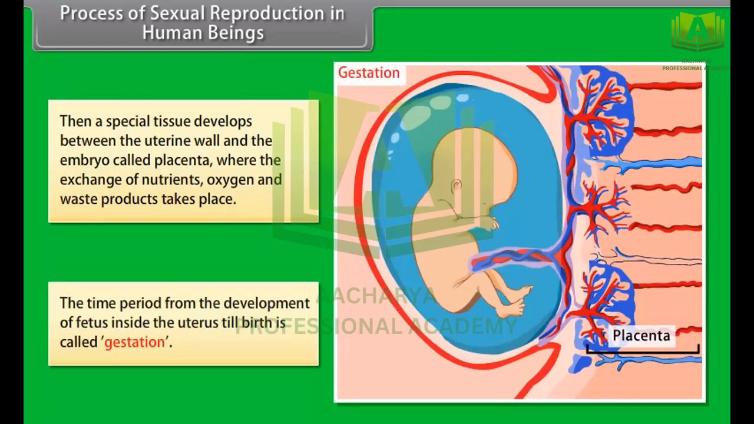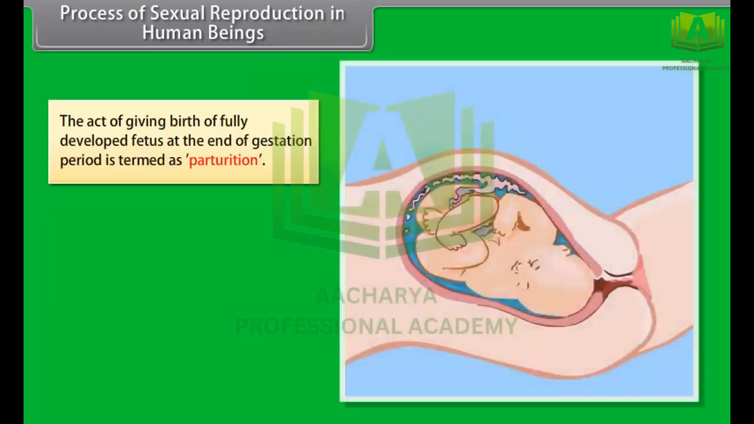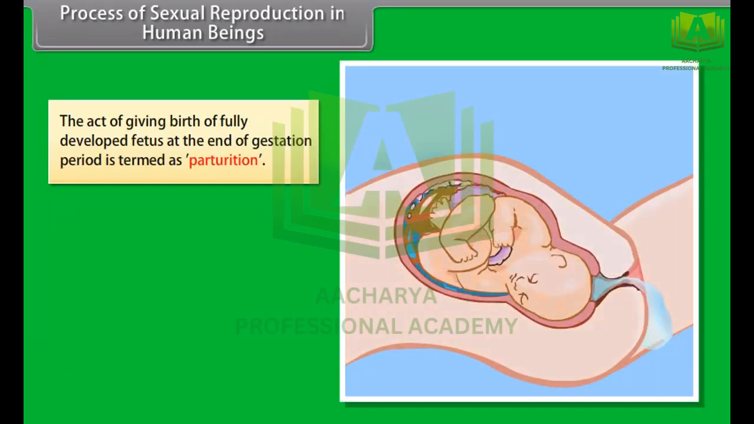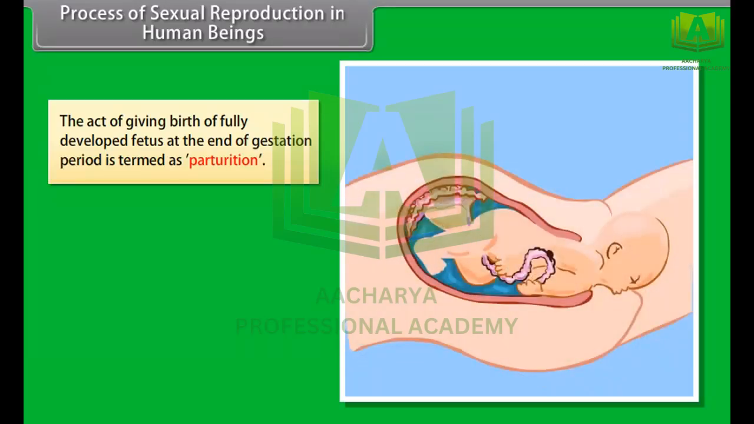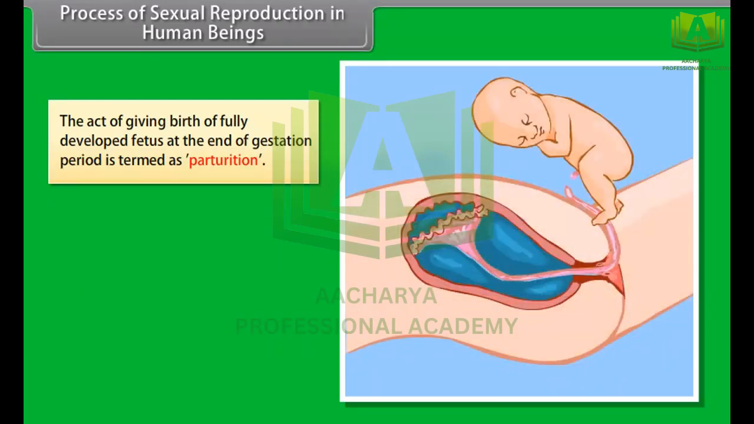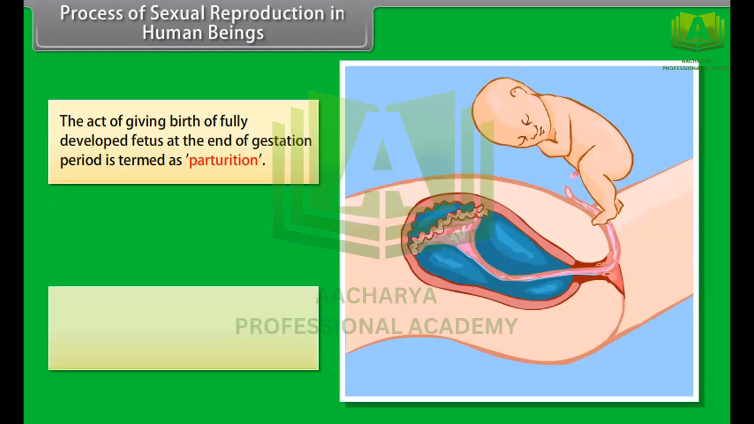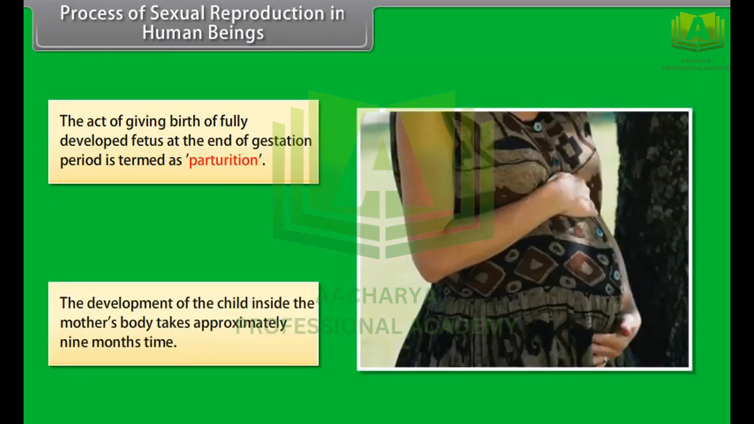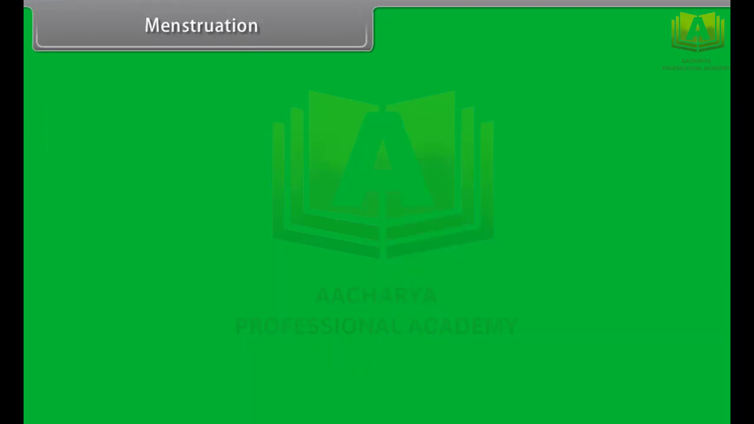The time period from the development of fetus inside the uterus till birth is called gestation. The act of giving birth of a fully developed fetus at the end of gestation period is termed as parturition. The development of the child inside the mother's body takes approximately 9 months' time.